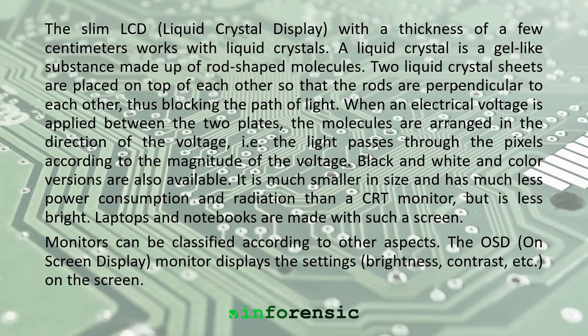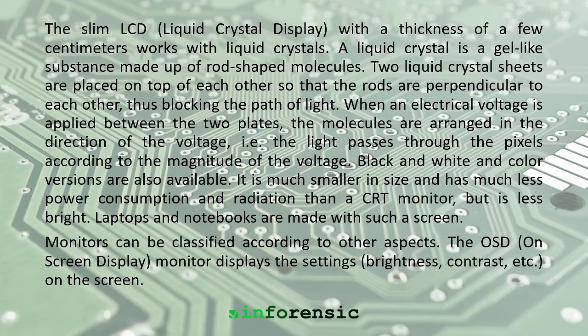The slim LCD, liquid crystal display, with a thickness of a few centimeters, works with liquid crystals. A liquid crystal is a gel-like substance made up of rod-shaped molecules. Two liquid crystal sheets are placed on top of each other so that the rods are perpendicular to each other, thus blocking the path of light. When an electrical voltage is applied between the two plates, the molecules are arranged in the direction of the voltage, i.e. the light passes through the pixels according to the magnitude of the voltage. Black and white and color versions are also available. It is much smaller in size and has much less power consumption and radiation than a CRT monitor, but is less bright. Laptops and notebooks are made with such a screen.